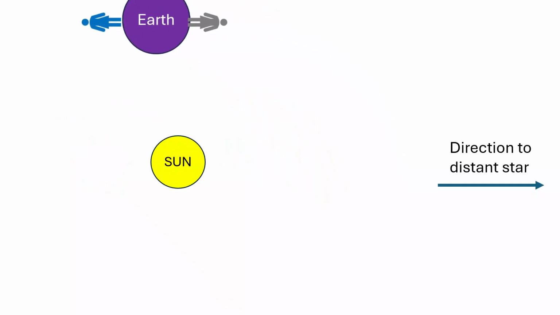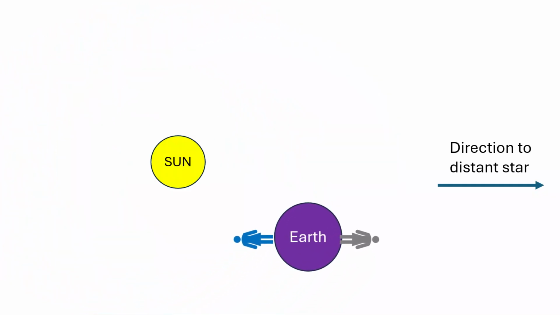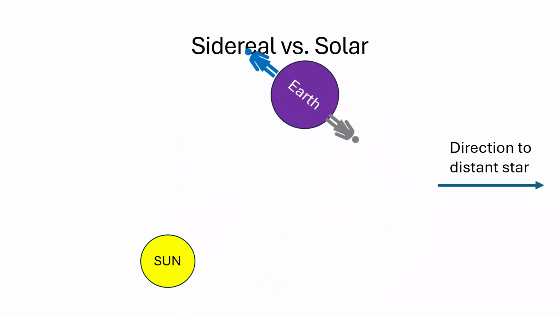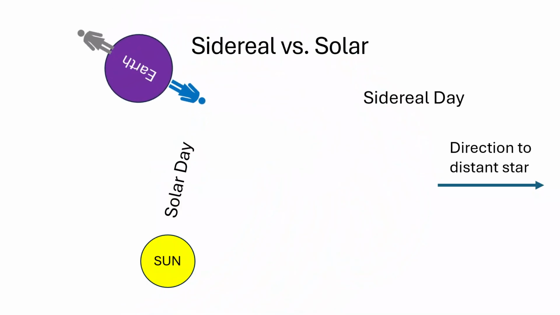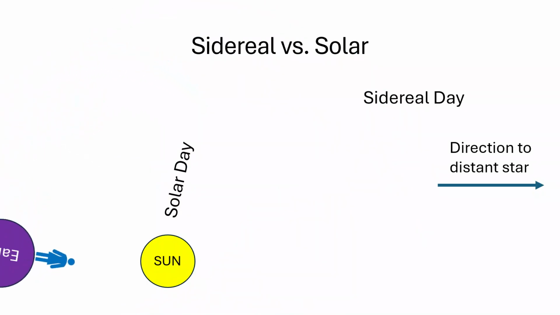But at the same time the Earth is rotating, it is also revolving around the Sun. So it takes a little bit more than one rotation in order for the Sun to return to the same position in the sky. This is called a solar day.